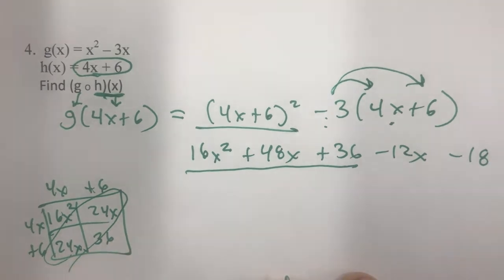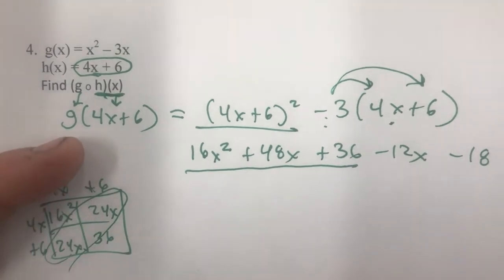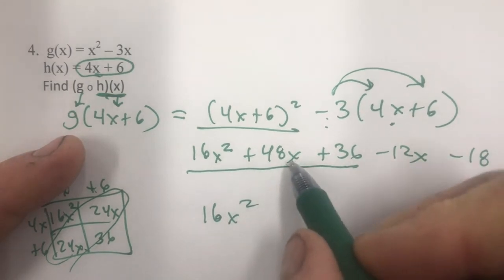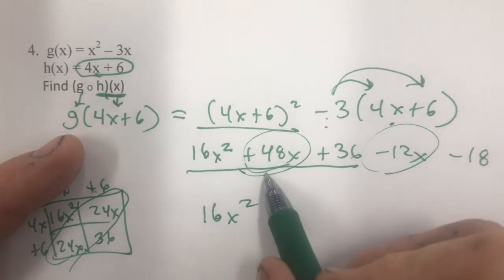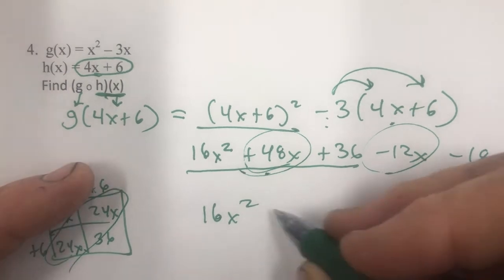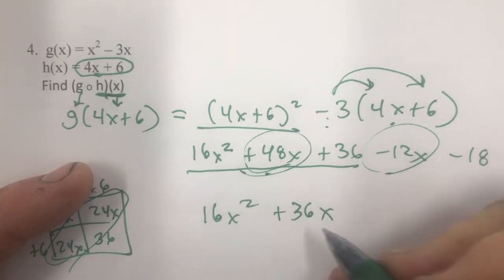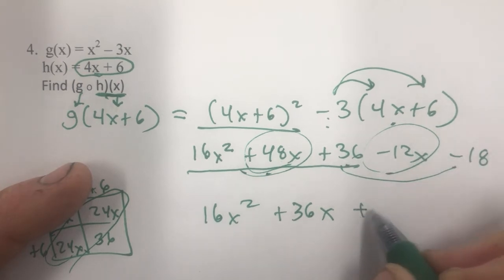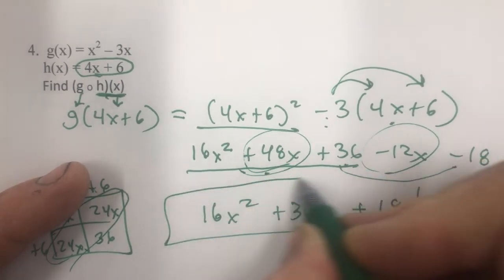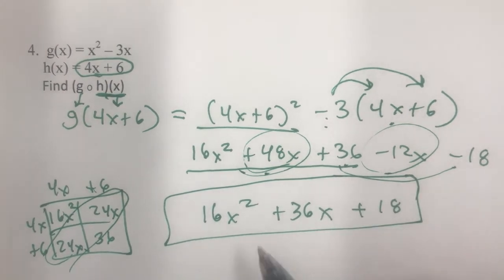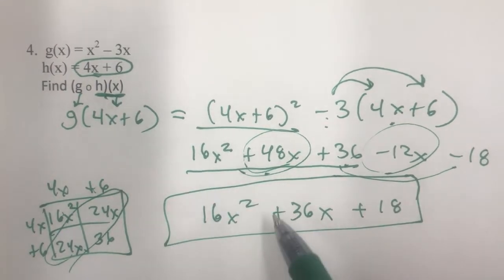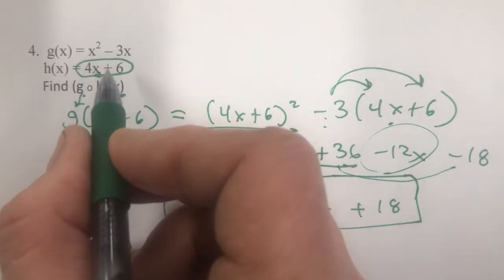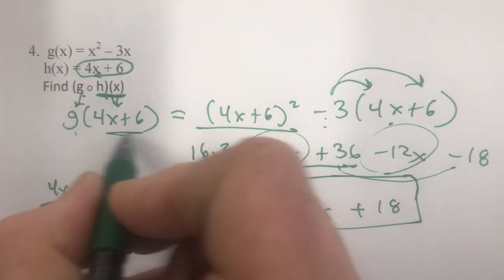I just got to put my like terms together and I'm done. All right, so it looks like I got this 16x squared. And then right here, these two go together. So 48 plus -12 would be a positive 36x. And then these two go together. So 36 plus -18 would be a positive 18. And then here we go. There's my answer right there. This is g of h of x. So again, h of x is this. I got to do g of that h of x.